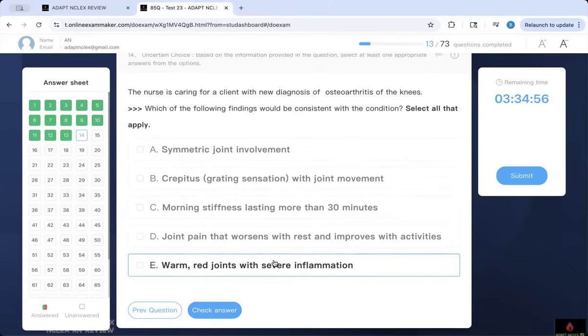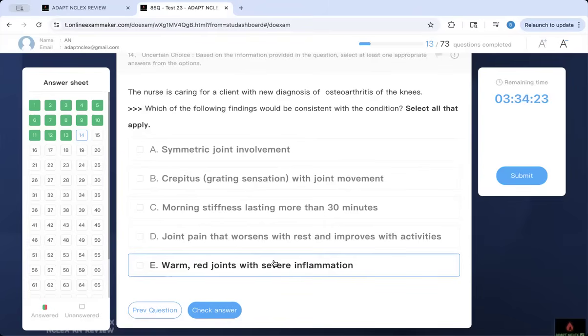Symmetrical joint involvement, crepitus, grating sensation with joint movement, morning stiffness lasting more than 30 minutes, joint pain that worsens with rest and improves with activity, warm red joints with severe inflammation. Every time they give you osteoarthritis, they're going to confuse you with what? Rheumatoid arthritis or septic arthritis. But which one do you think is specific to osteoarthritis? Know the difference. Pause, pick your answer, keep track of your record.